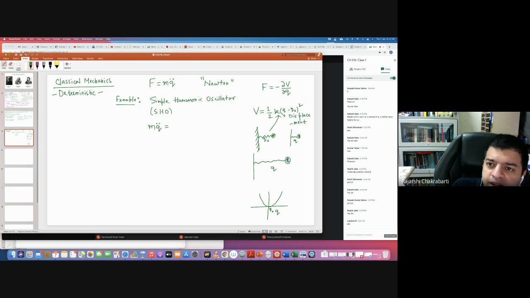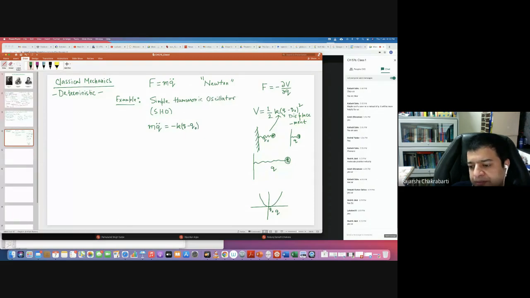Now if I take a derivative of this V with respect to Q with a minus sign, I'm going to get minus K times Q minus Q naught. Is this clear? Please write it down or tell me. It's very simple.